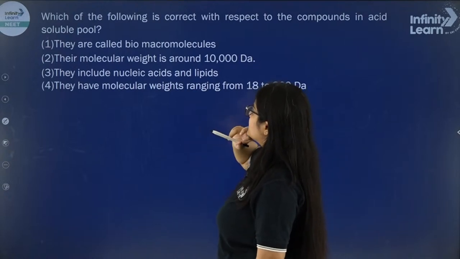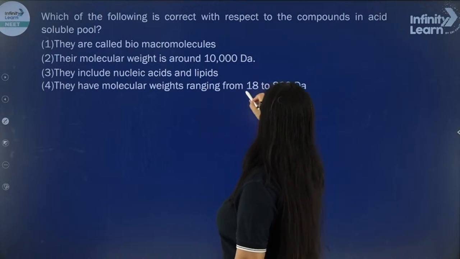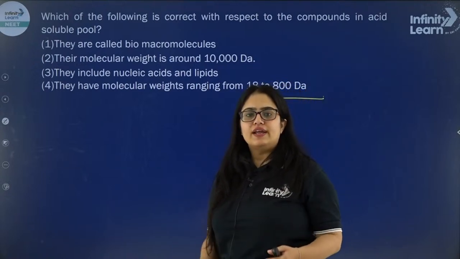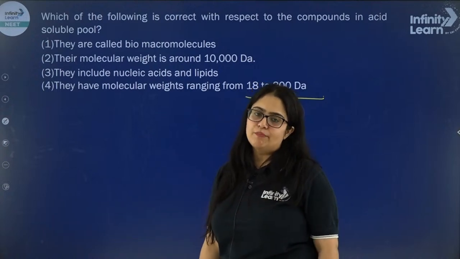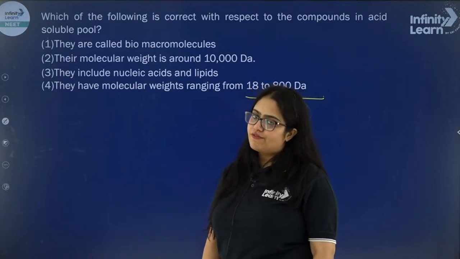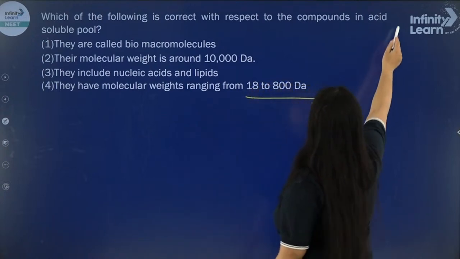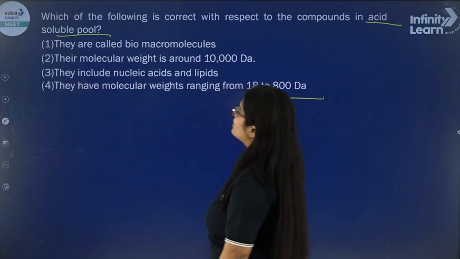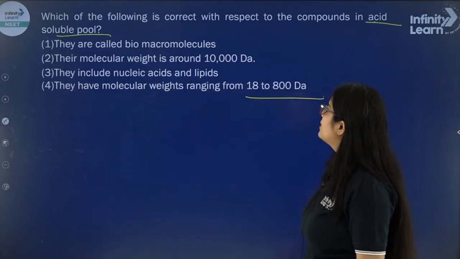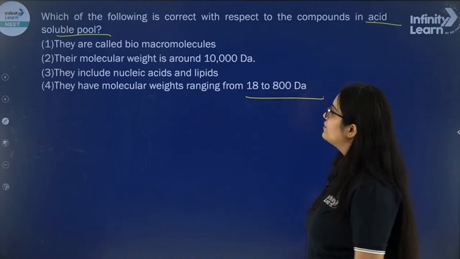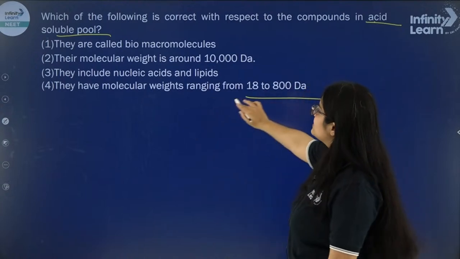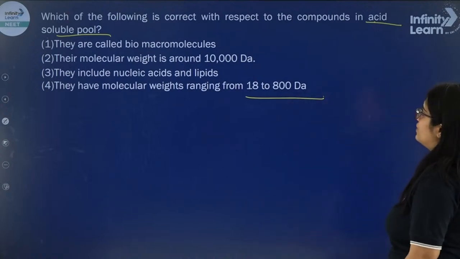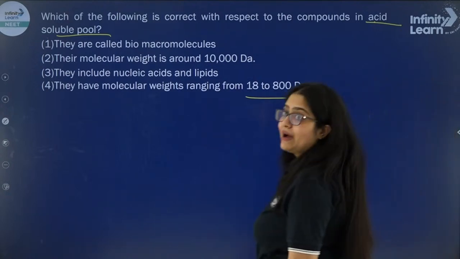So, the characteristics, they have molecular weight ranging from 18 to 800 Dalton. Yes. So, the last statement only correlates, or it is a property of the compounds, the molecules that are found in acid soluble pool. The question is about the compounds that you found in acid soluble pool. Their molecular weight ranges from 18 to 800 Dalton. So, this is the only statement which is true for the acid soluble pool molecules or compounds found in it. Rest all do not match with that.